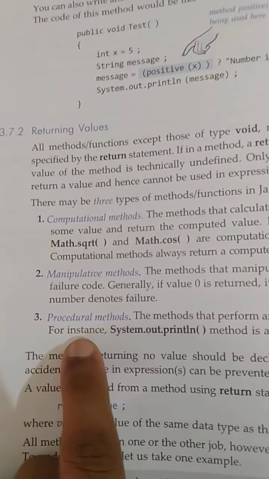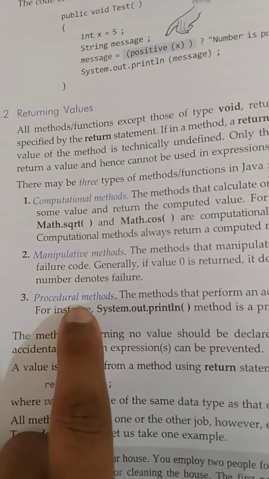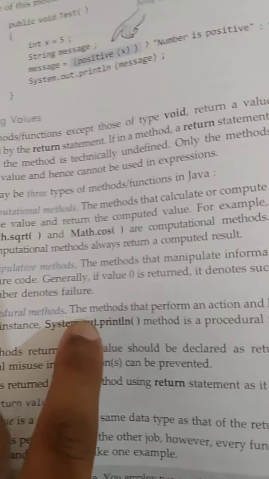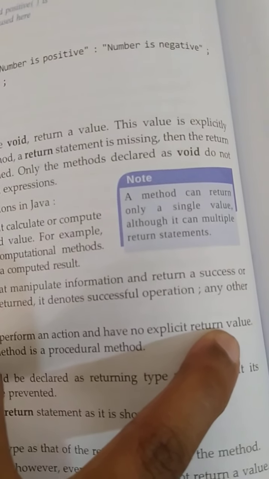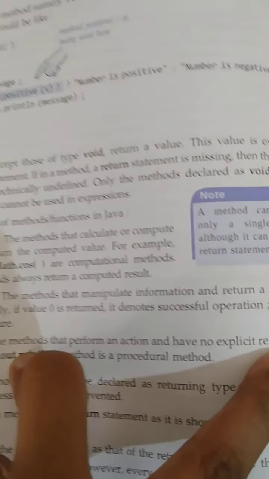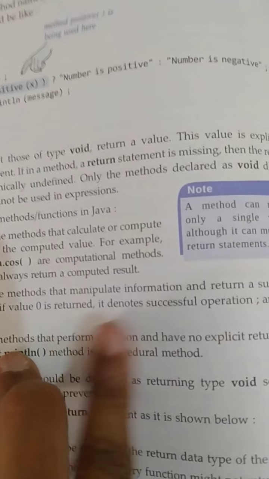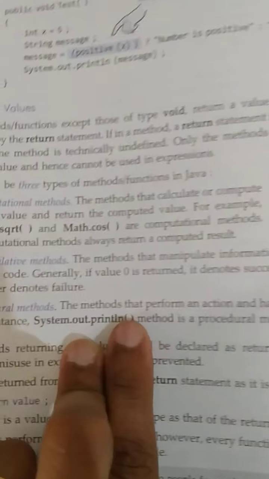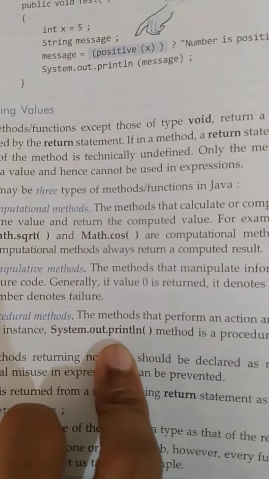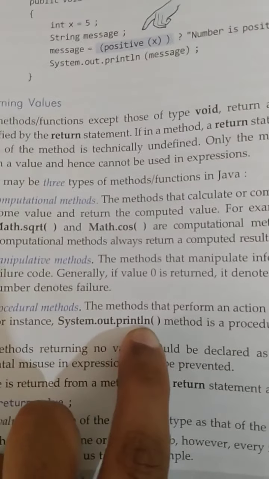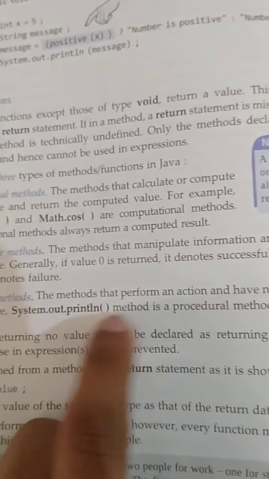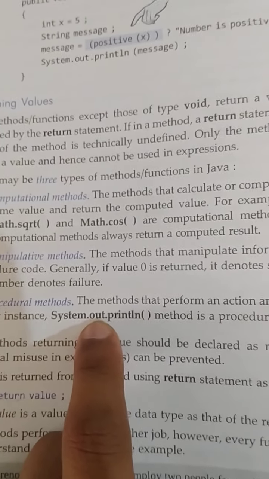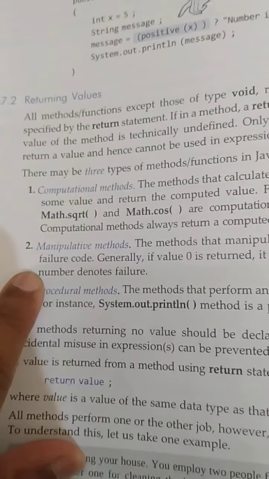And the third type is the procedural method. This means it will do an action, but it has no explicit return value. It performs an action but does not have any explicit return value. An example is System.out.println. Println is a method; see, here there is a parenthesis. This is a procedural method. It will do some action but it will not return any value. So there are three types of methods.